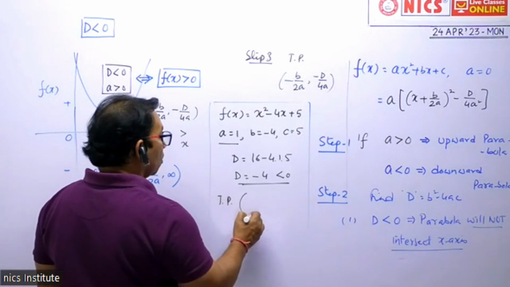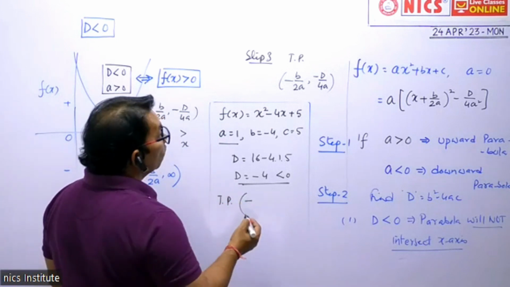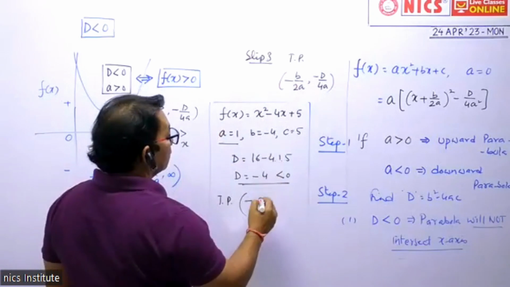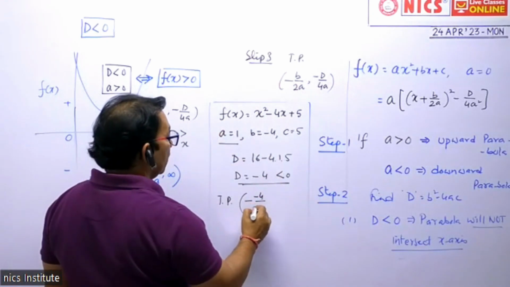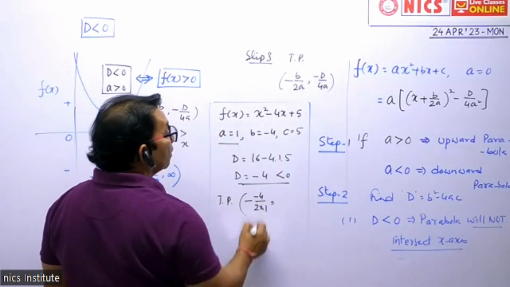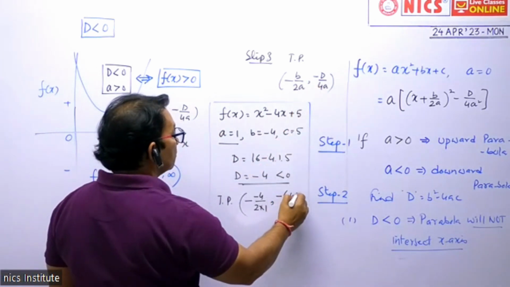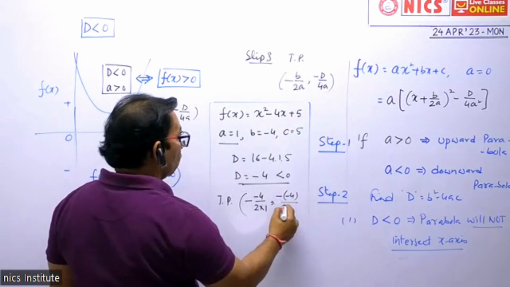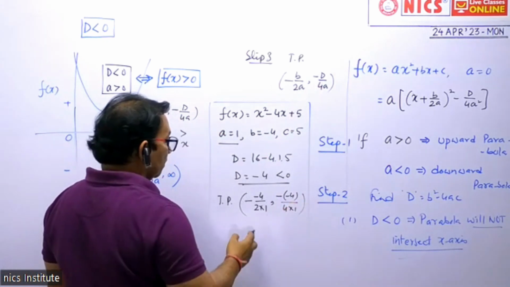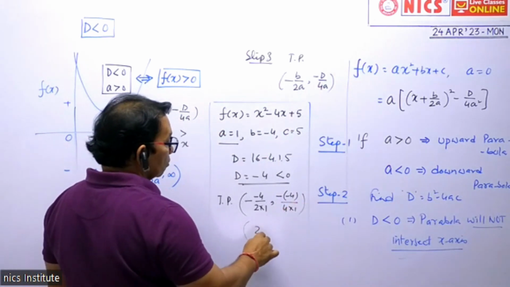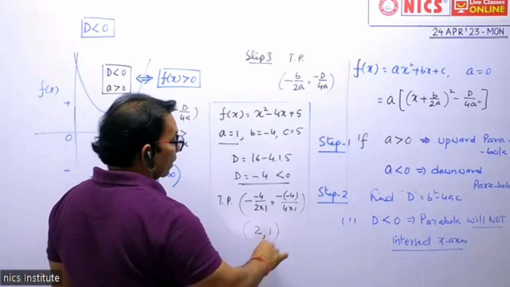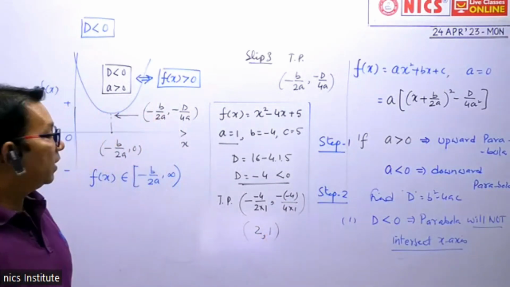The turning point has coordinates minus b by 2a. What is b over here? b is minus 4, so minus of minus 4 by 2a. What is a? a is 1. And what is the y coordinate? Minus D. D is minus 4, by 4a. What is a? a is 1. That means the turning point is 2 comma 1. That is the turning point.